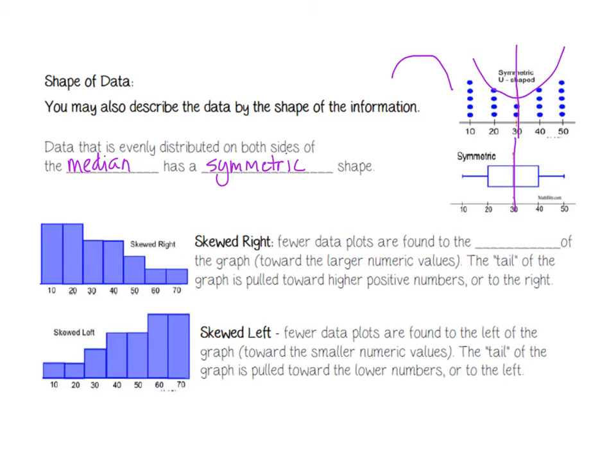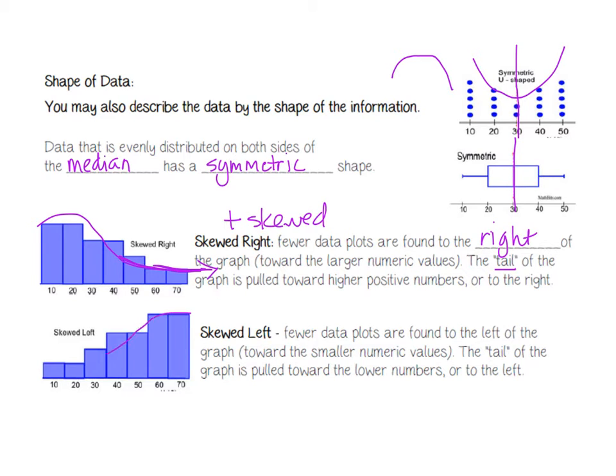So when I have a skewed right, which is also known as positively skewed, fewer data points are found to the right of the graph toward the larger numerical values. The tail of the graph is pulled toward the higher positive numbers or to the right. So it's talking about this motion. This is the tail. Skewed right means I have the tail on the right.